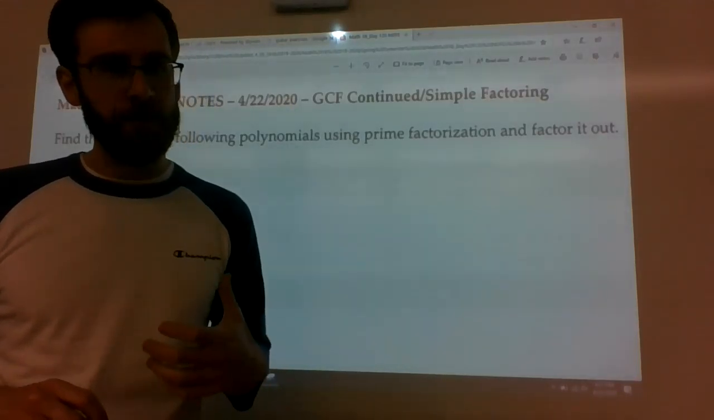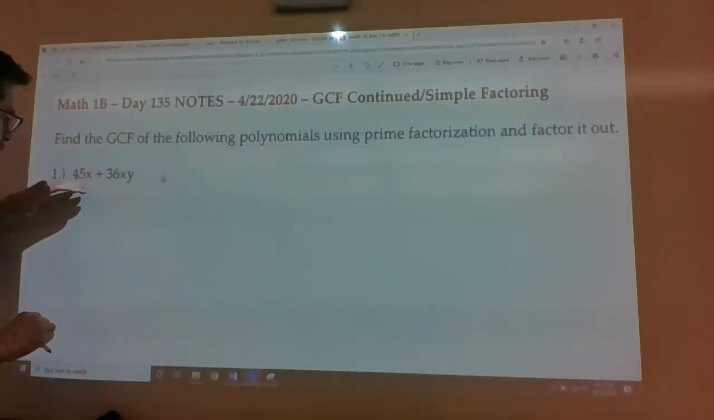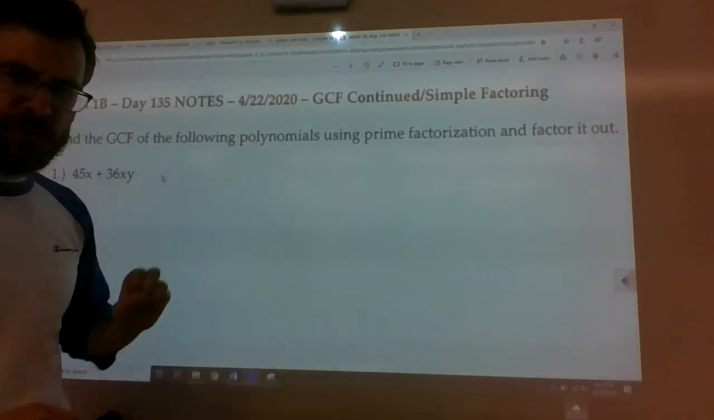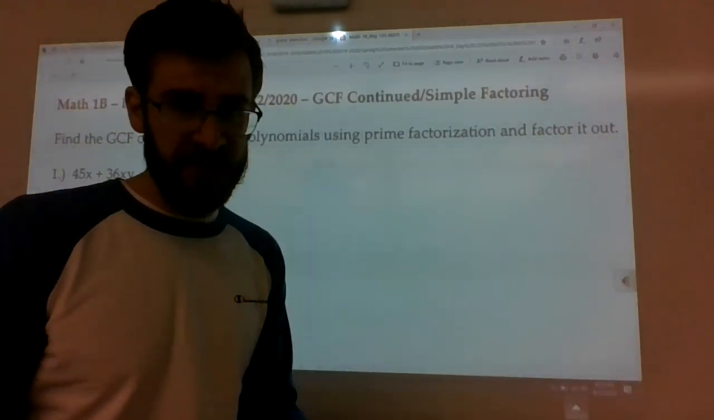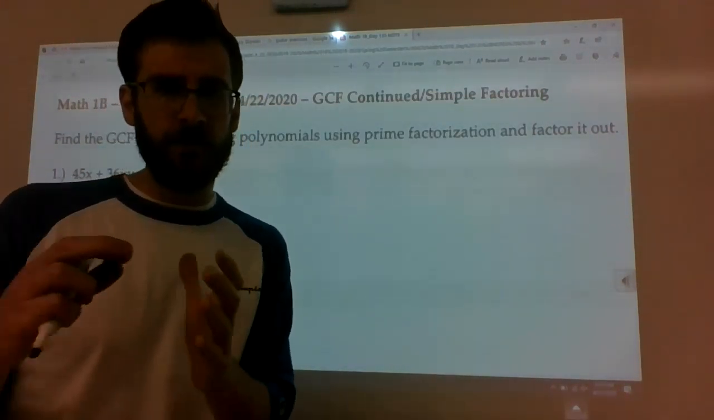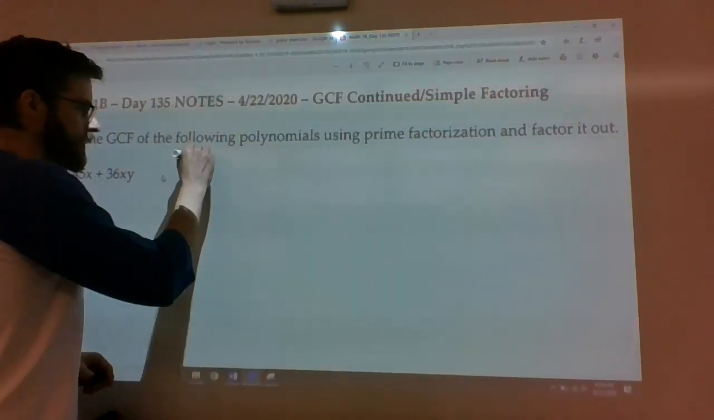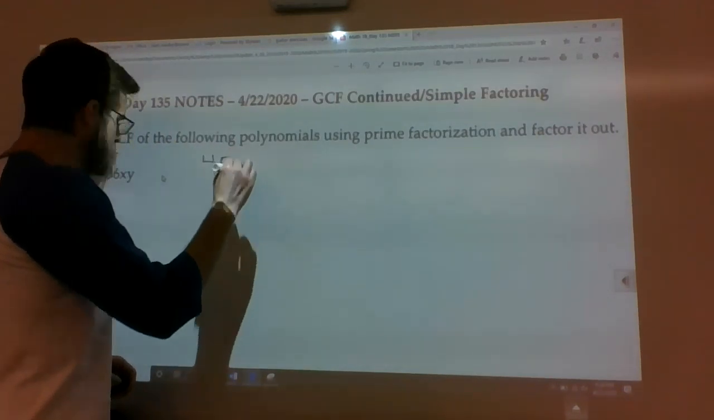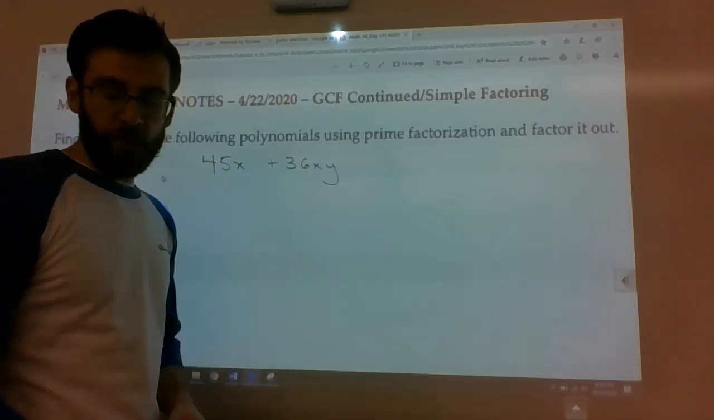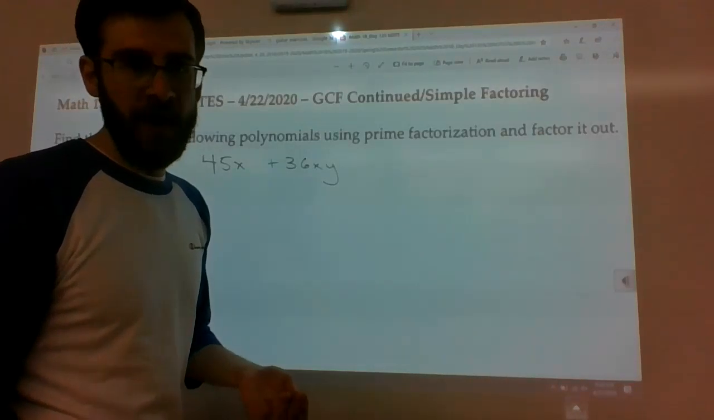So here's what we got to do. We have to determine what the greatest common factor is, because that's the thing that both of these parts are going to share. And we're going to kind of like undo the distributive property. Remember when we got rid of parentheses? Now it's like we're creating parentheses, separating the greatest common factor from its, I just call them leftovers. So let's check this out. 45x plus 36xy. What we can do is individually analyze 45x and 36xy in terms of prime factorization.